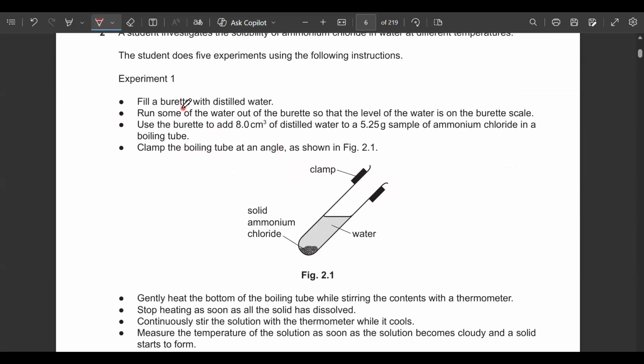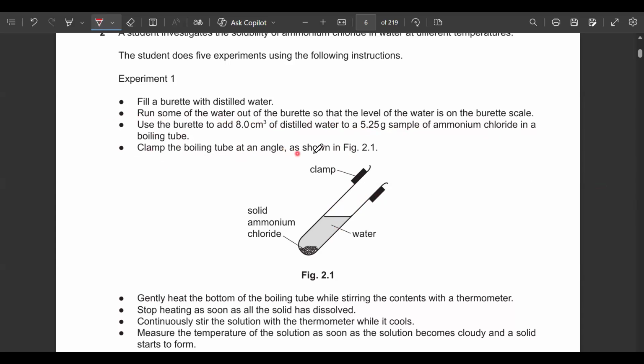It's a long column of glass, and at one end there is a tap. That tap can be opened to let the liquid go from inside the burette. Use a burette to add 8 cm cube of distilled water to a 5.52 gram sample of ammonium chloride in a boiling tube. We have the ammonium chloride present in this test tube.